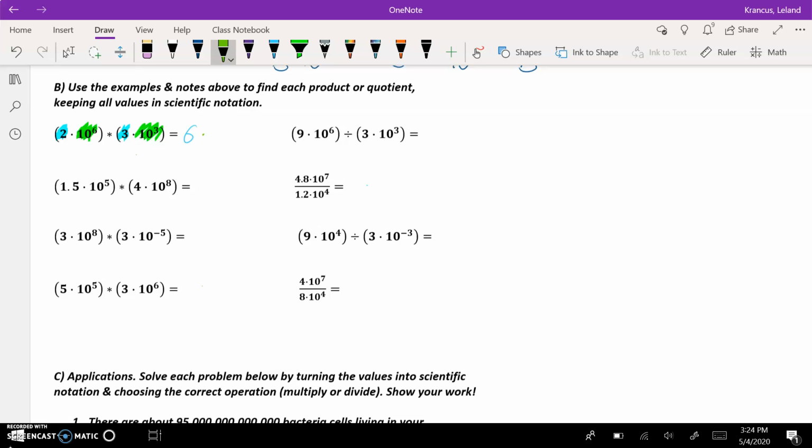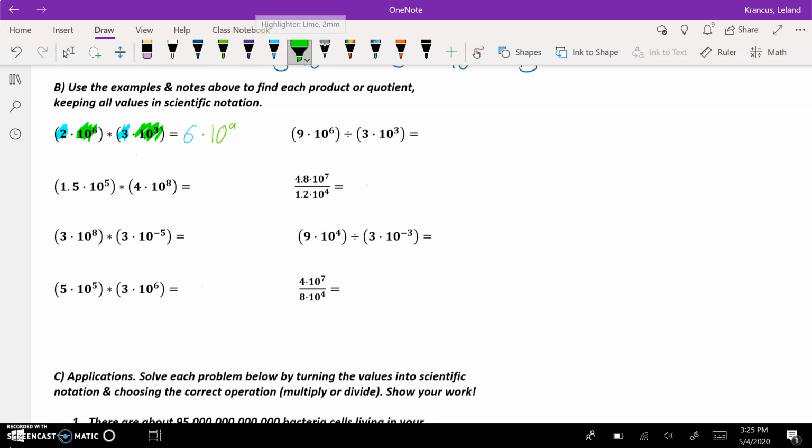That's not just 2 ones times 3 ones, 6 ones. This is actually a couple of really large numbers. Then 10 to the 6th times 10 to the 3rd, 9 tens. So I write that as 10 to the 9th. Pretty easy for multiplying a couple of really huge numbers.